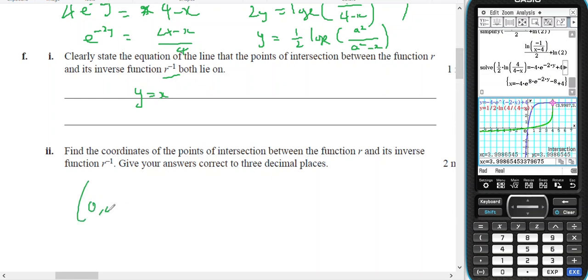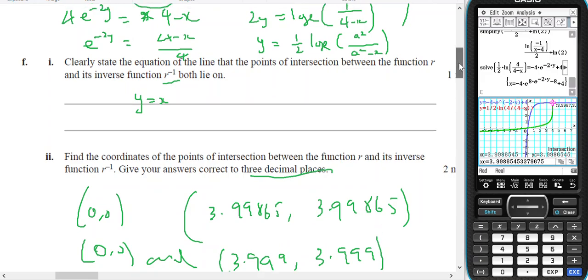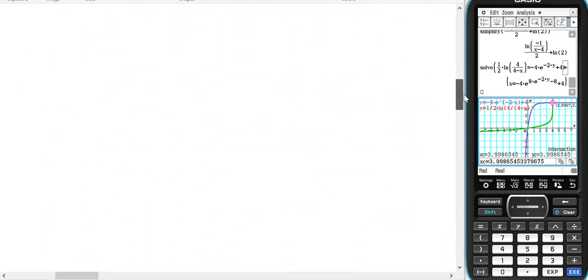Find the coordinates of the intersection points. So I just found them: 0, 0, and 3.99865, 3.99865. I'm looking for 3 decimal places. So 0, 0 and 3.999, 3.999. And that's E and F.